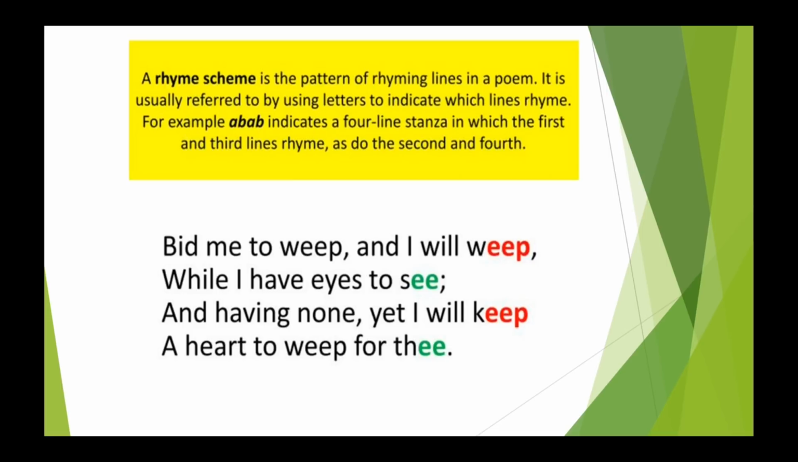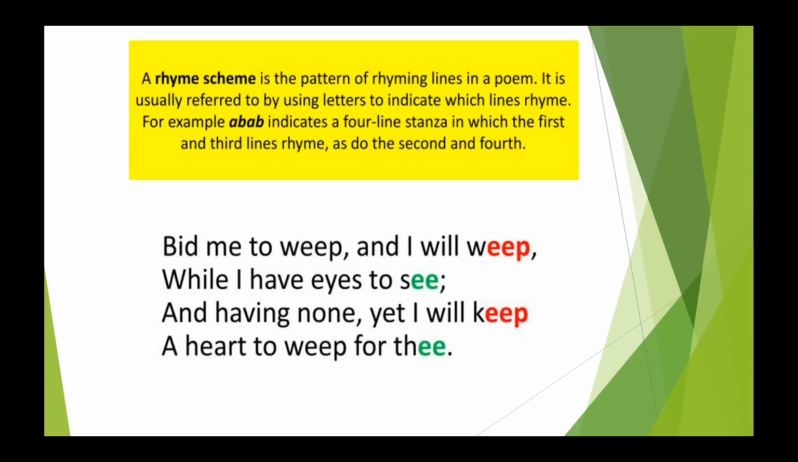Bid me to weep and I will weep, while I have eyes to see, and having none yet I will keep a heart to weep for thee. Now, in the first line we can see the last word is weep, and in the second line the last word is see. Weep and see do not rhyme with each other. So, weep will be A and see will be B.